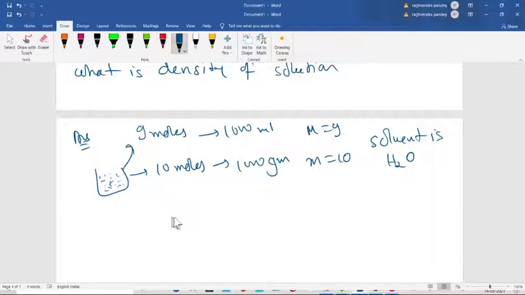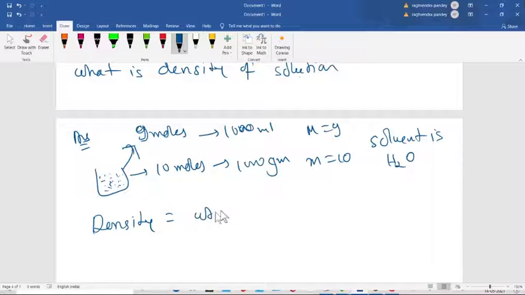Okay. So this 1000 ml has 9 moles. The same solution we can take as molality. So in 1000 gram here, 10 moles are there for molality. Okay, are you getting it? Now, what is density?